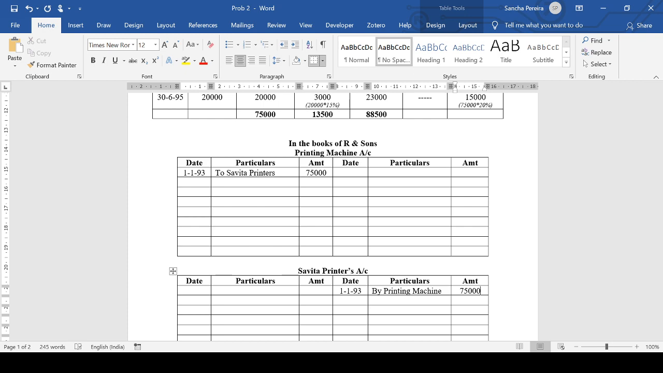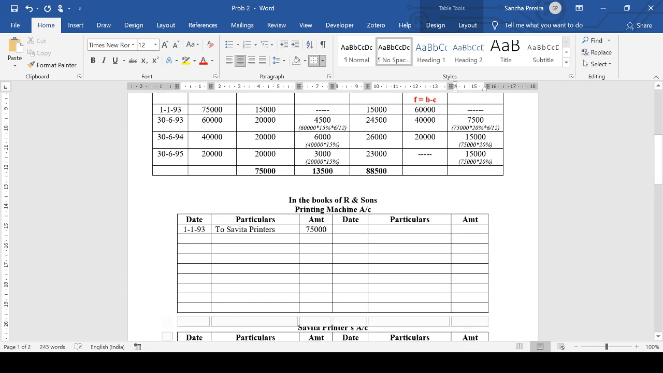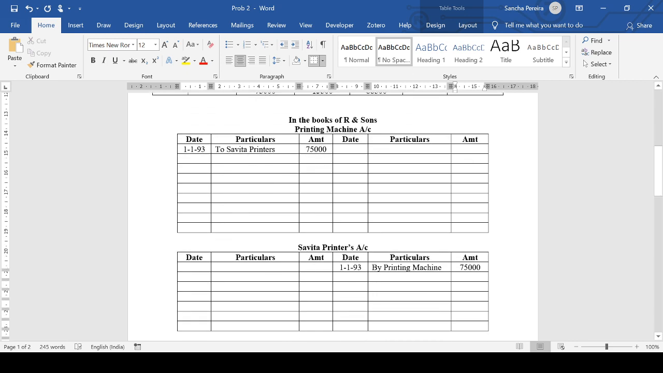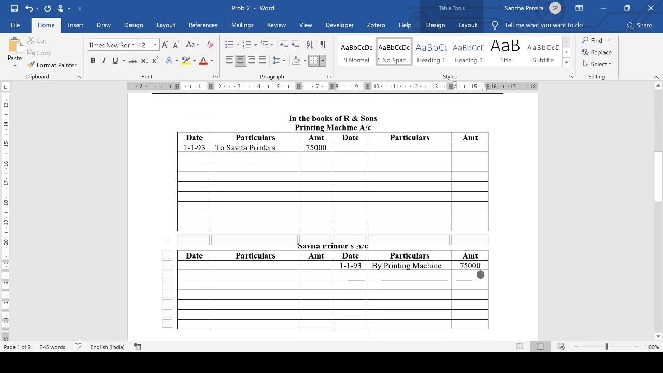Once that is done, immediately at the time of signing the agreement, you make the down payment. Now, what's the entry for the down payment? It's the hire vendor's account to cash. So who's the hire vendor here? It's Savita Printers account debit to cash or to bank. Like I said, we prefer to use bank.